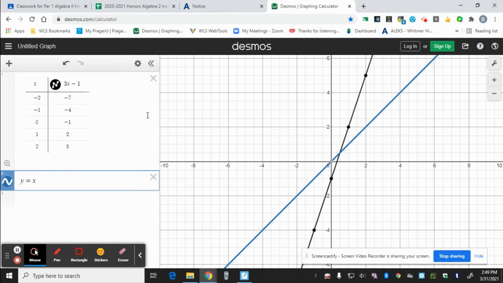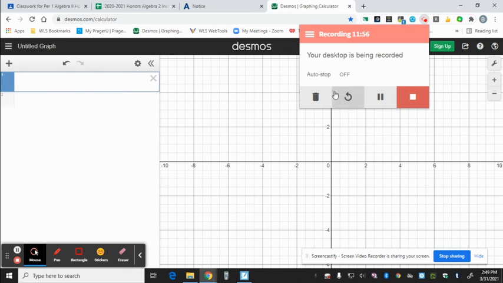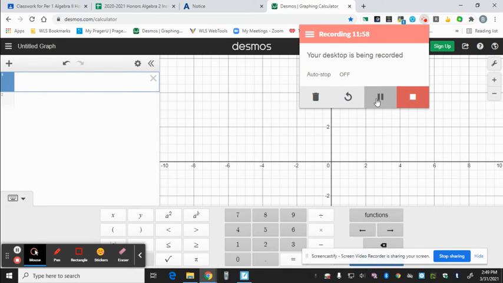Got to clear out some of my graphs here. I'm going to leave that other one in there, and I'll put it back in a second. Okay, so I might have a problem here because of this new toolbar down here. Okay, I'm going to pause this for a second, everybody. Okay, so I'm back here.